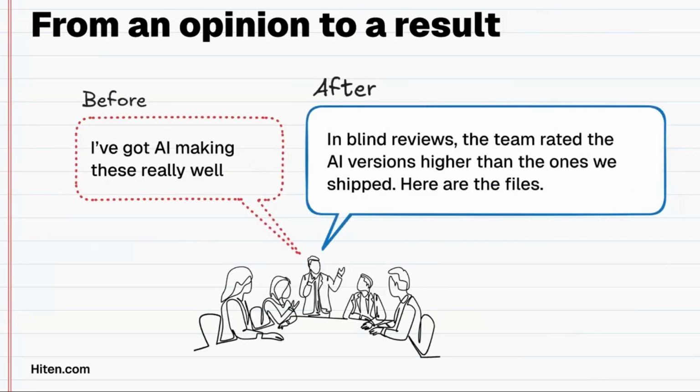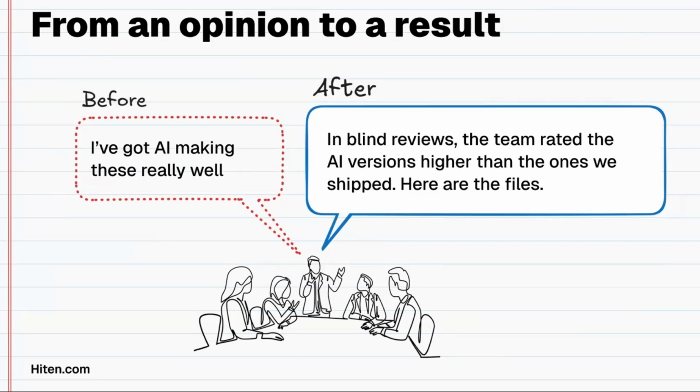Okay, so what ends up happening when you do this is folks go from, I've got AI making these really well, kind of like the example I gave you earlier, to in blind reviews, the team rated the AI versions higher than the ones we shipped. Here are the files. So this is what we're really trying to get to. We're trying to get to objective results.